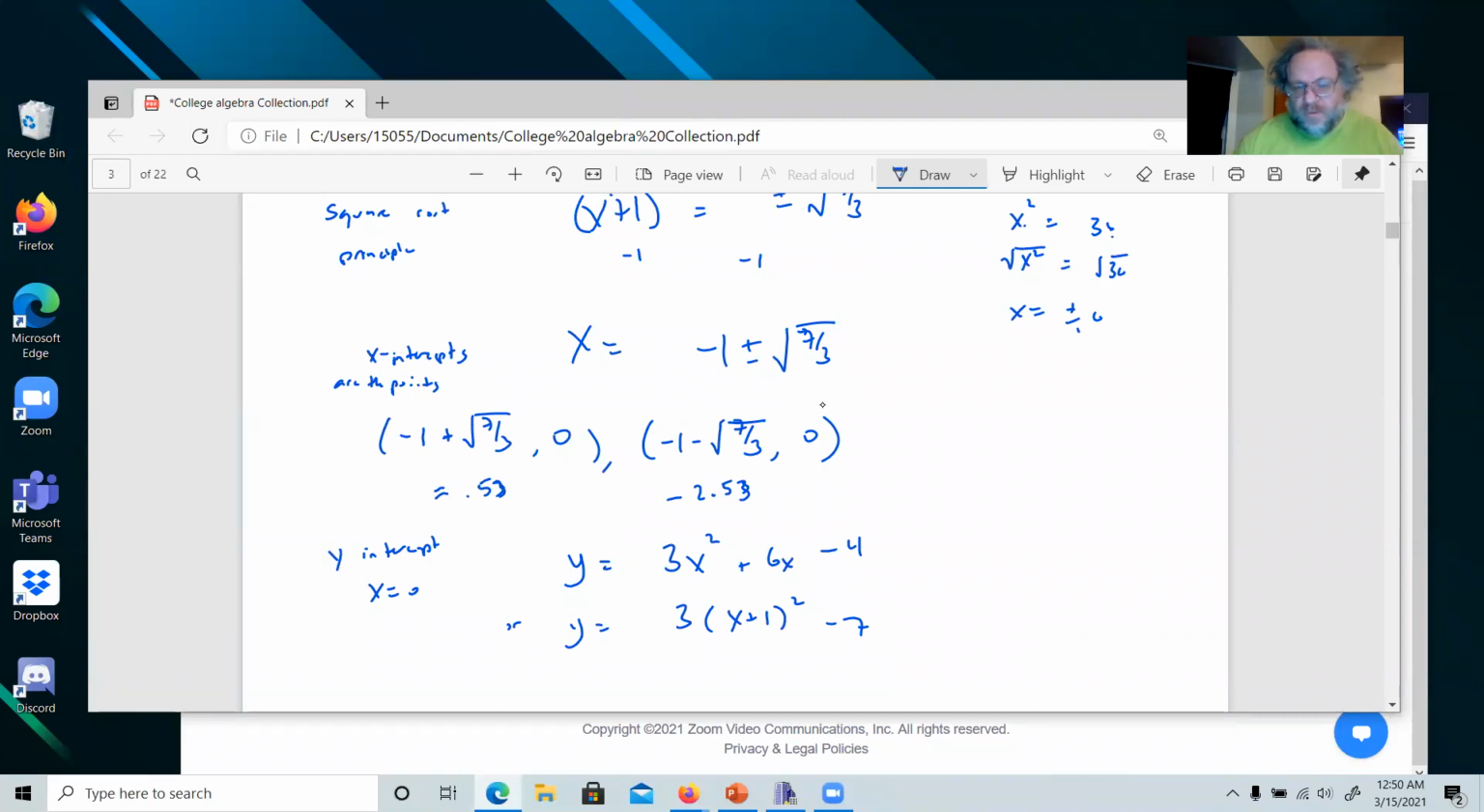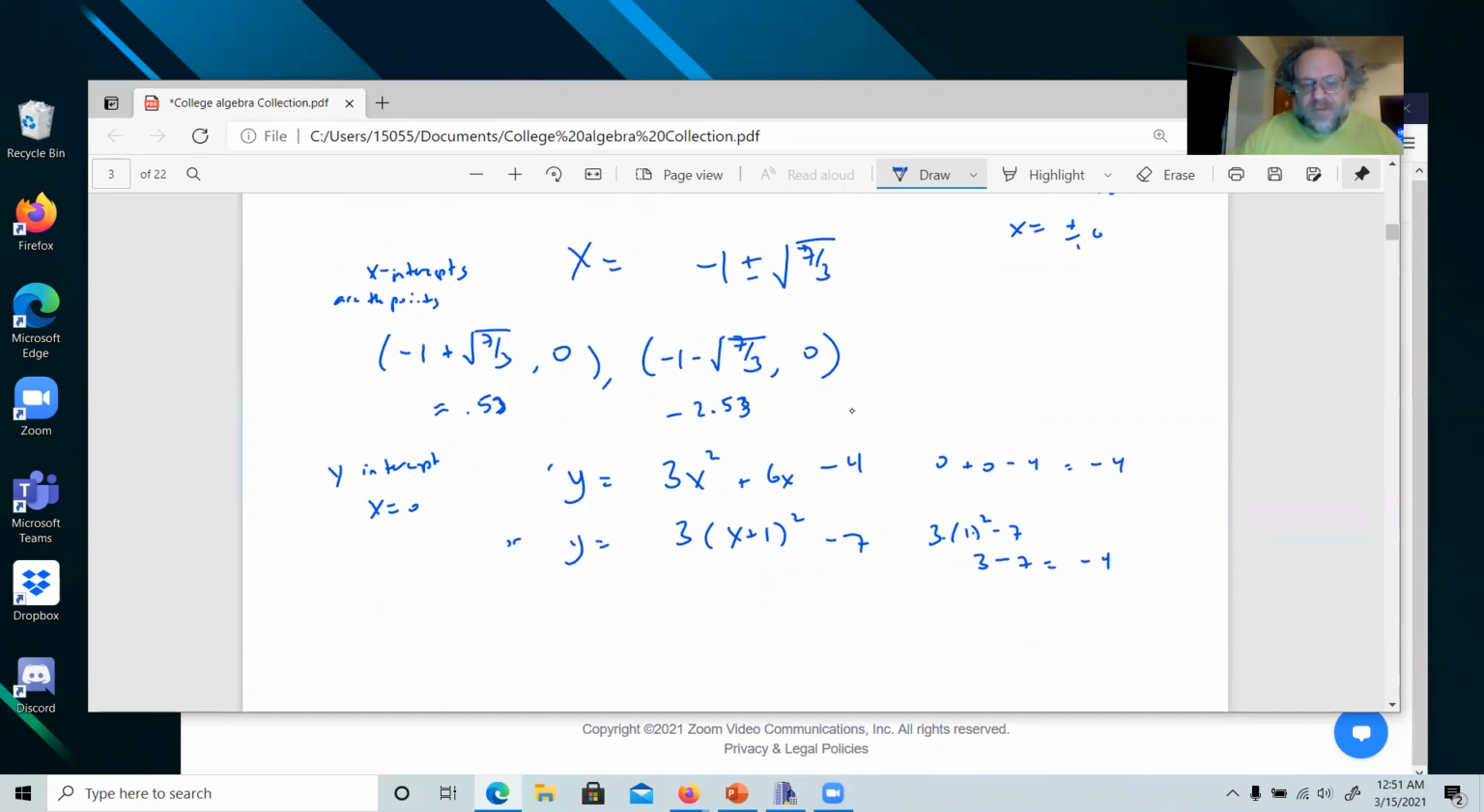Okay, so if I put in 0 here, because maybe I forgot this one, we get 3 times 1 squared minus 7. 3 times 1 is 3, minus 7 is equal to -4. If I plug in 0 here, we get 0 plus 0 minus 4 is -4. I would usually prefer to use this method, right? So my y-intercept, the point, is 0, -4. All right. Let's go ahead and graph it.